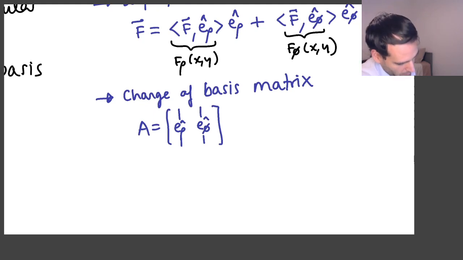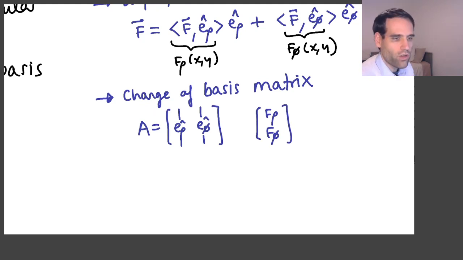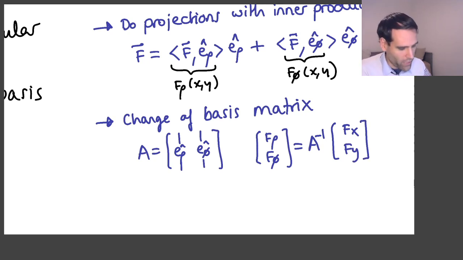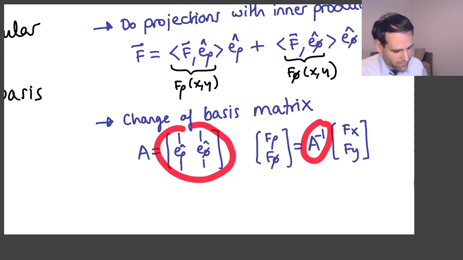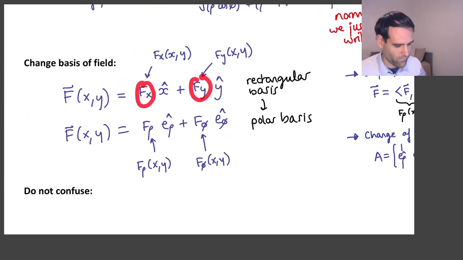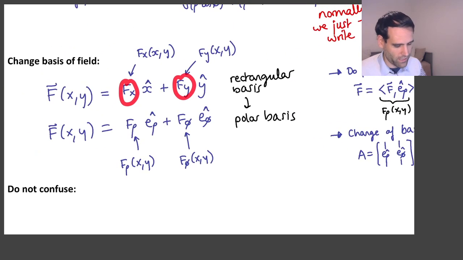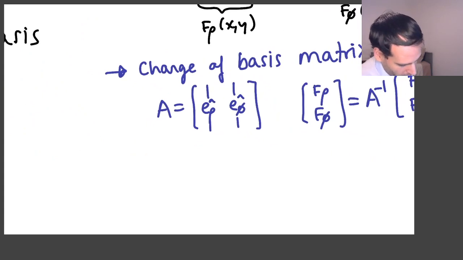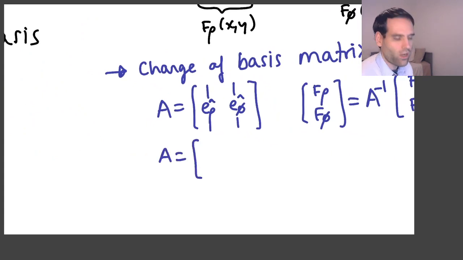And then we know that the vector written in the polar basis, so the two components f_rho and f_phi, is equal to the inverse of this matrix times the vector written in the x and y basis. So f_x and f_y. Okay, so calculating the inverse of this simple matrix, we can convert the functions f_x and f_y, which are the two functions here, into the two functions f_rho and f_phi. Okay? Now, as an example for polar coordinates, what would this matrix be?